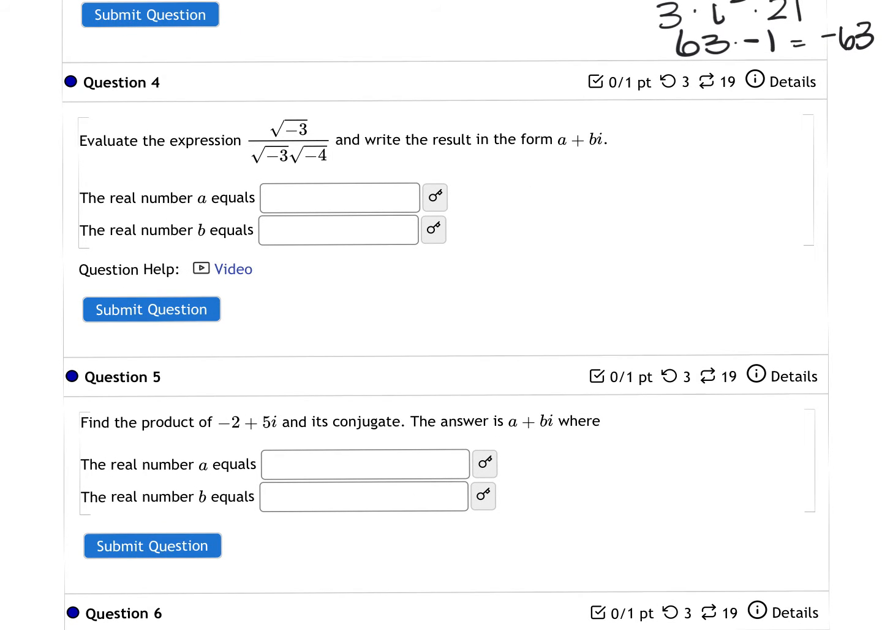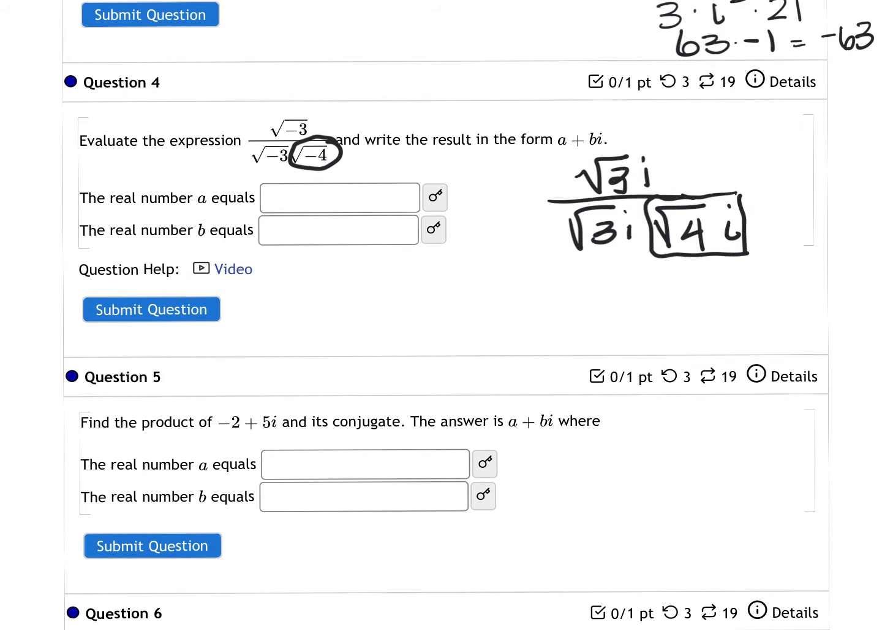This guy right here, you're going to have square root of 3i over square root of 3i. Again, it's important that you don't do anything with the square roots until after you take care of the negative in it. This is undefined. You can't work with that. This is well defined. You can work with this. Those are going to cancel out.